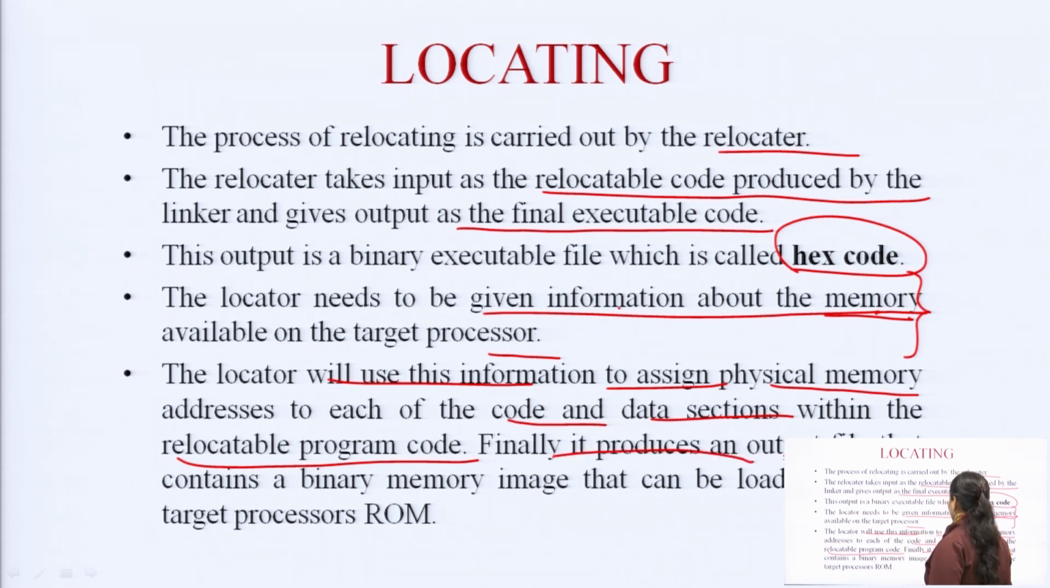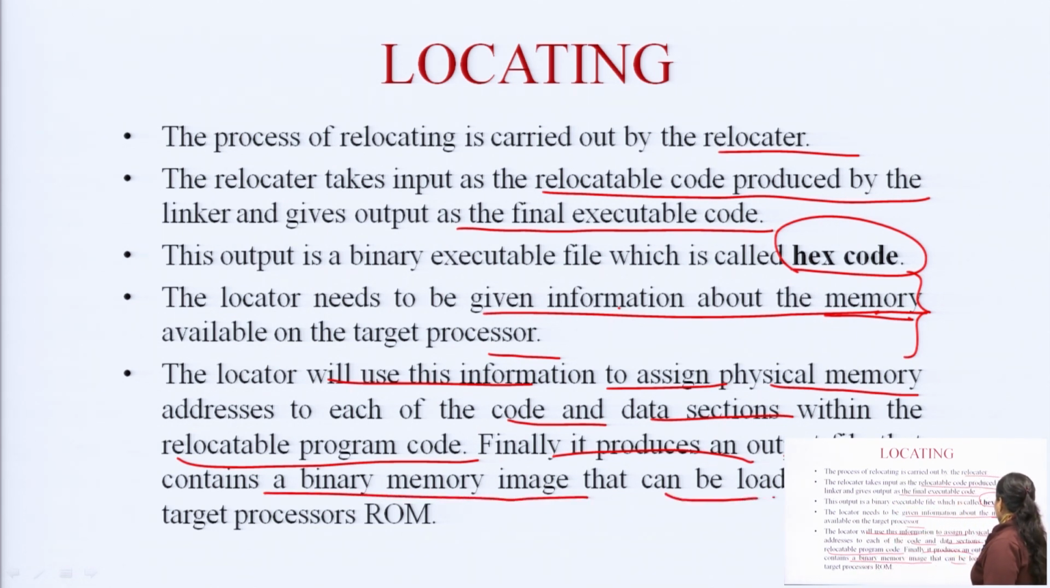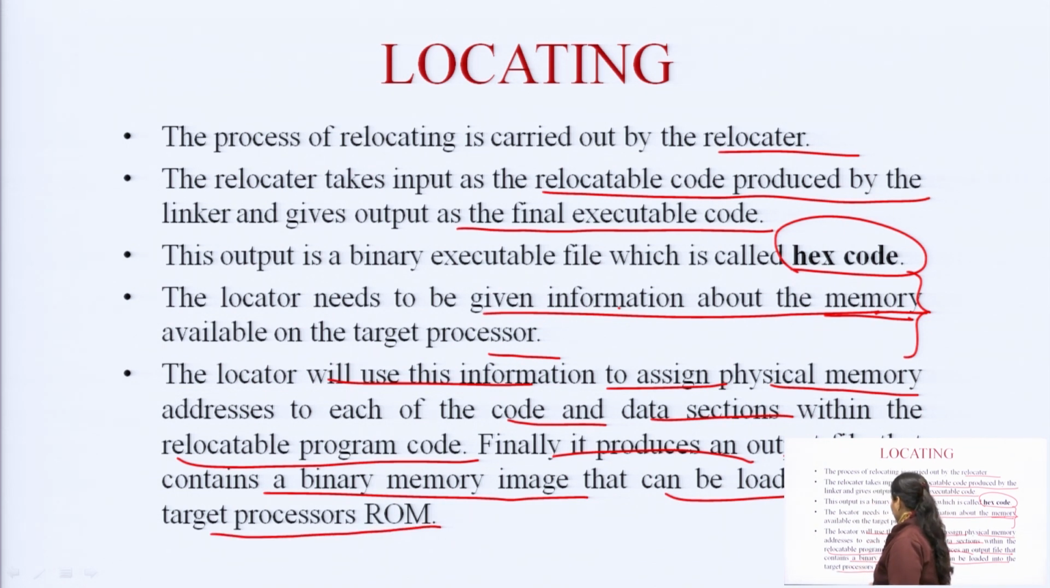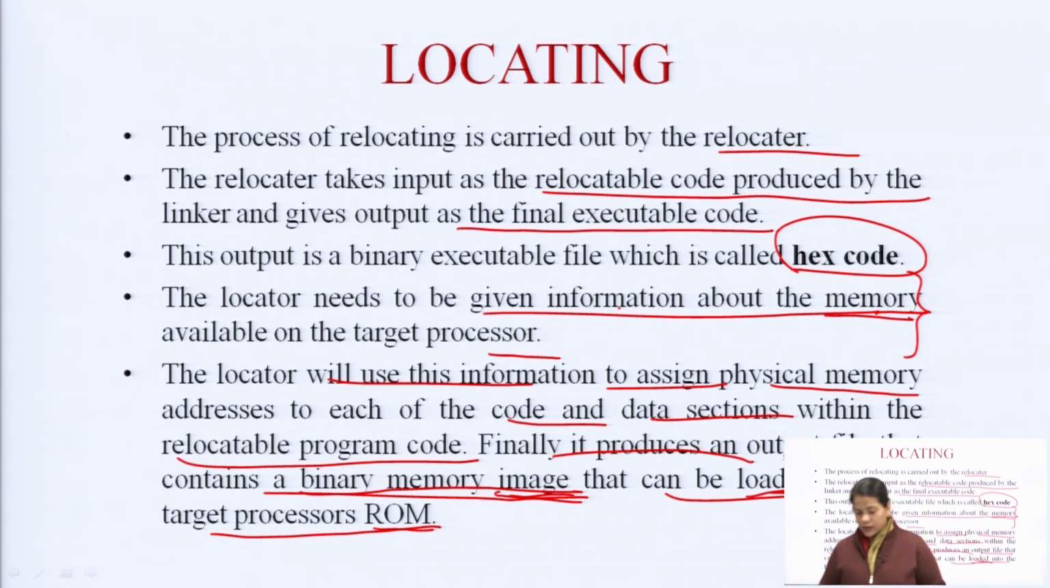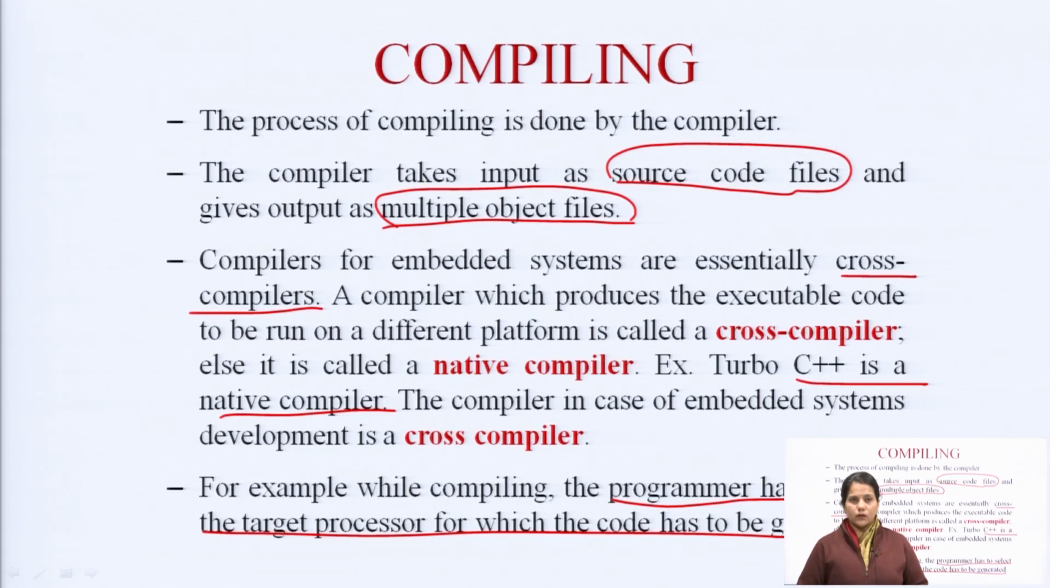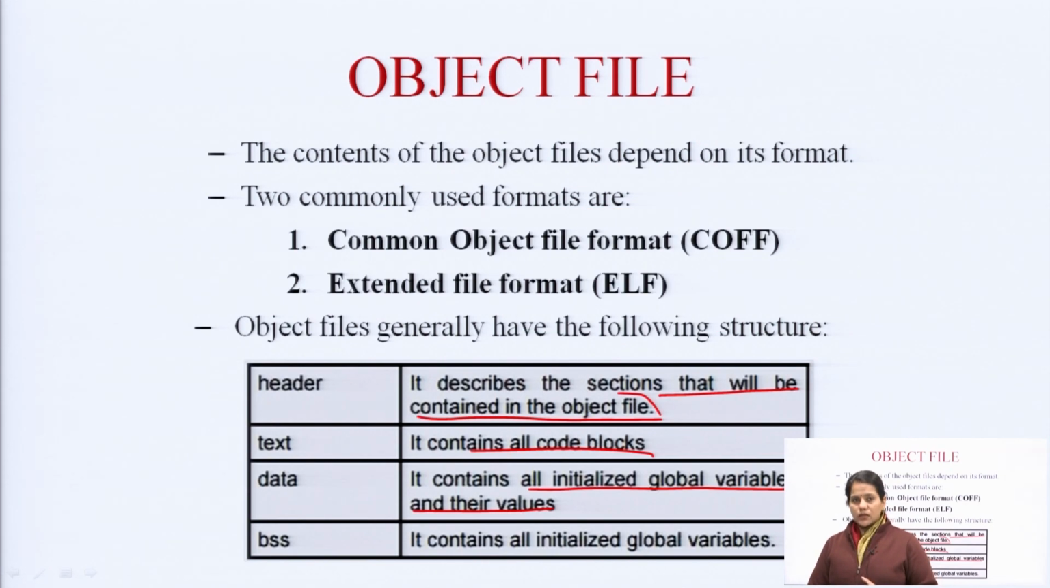Finally, it produces an output file that contains a binary memory image that can be loaded into the target processor's ROM. So, finally, a binary memory image will be obtained as the final output and that is loaded into the target processor's ROM. This is known as a ROM image file. So, in this way, when we went through the build process, we can say there were 3 steps, that is compiling, linking and relocating. These 3 steps complete the build process for an embedded system application.